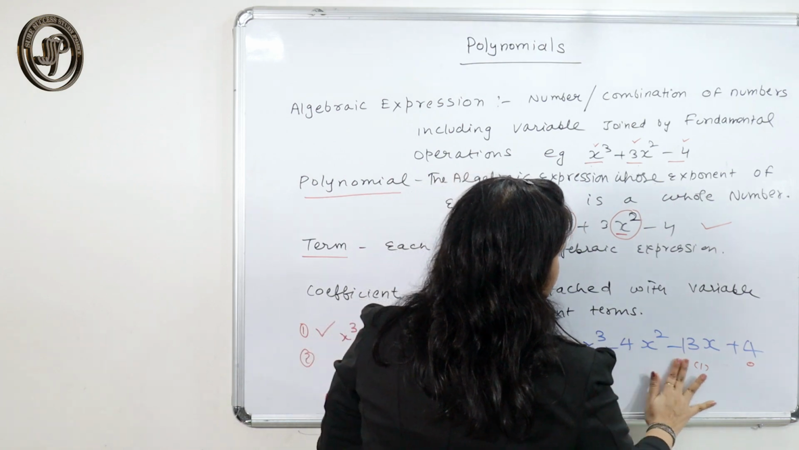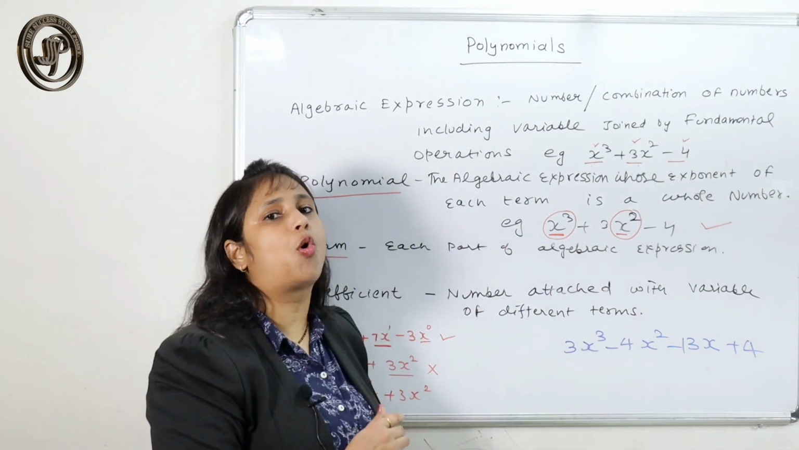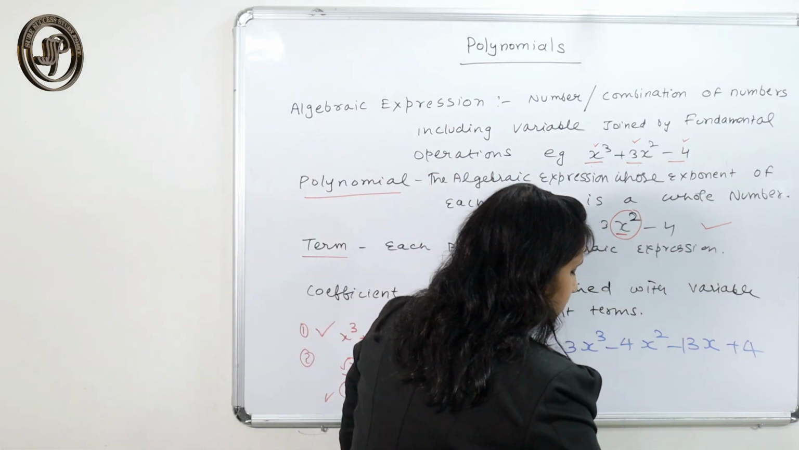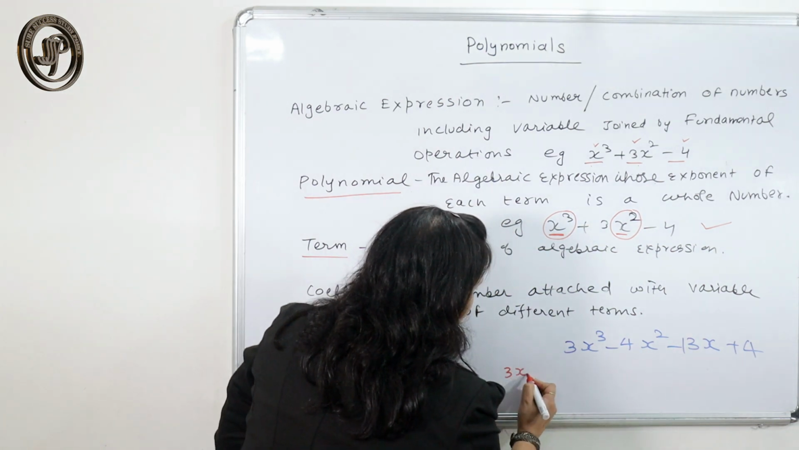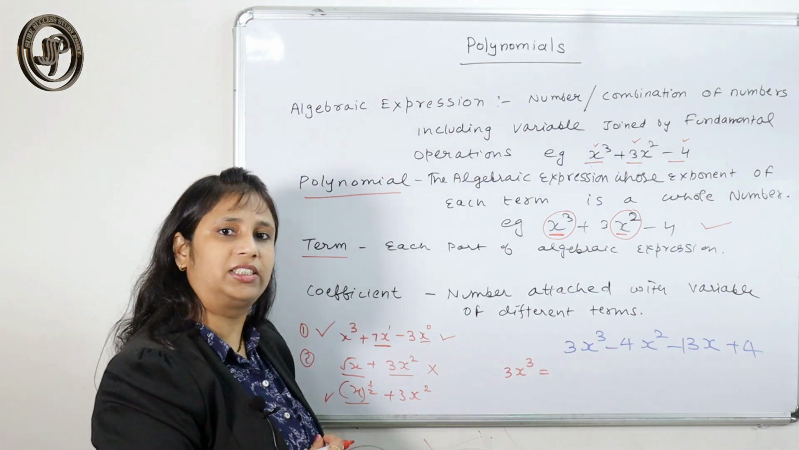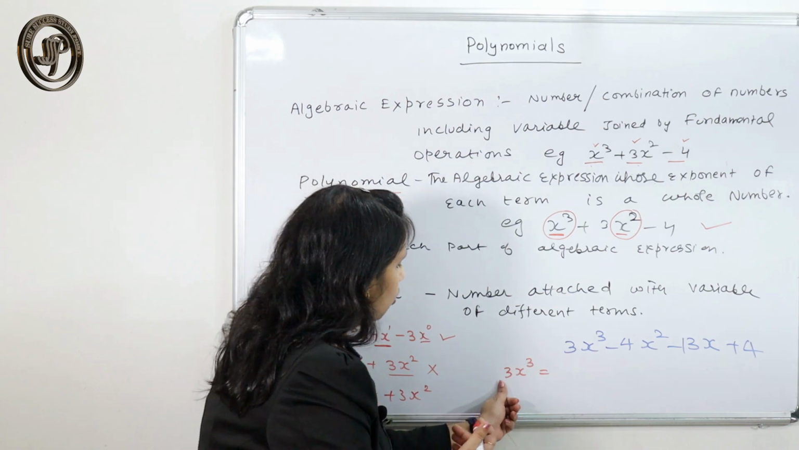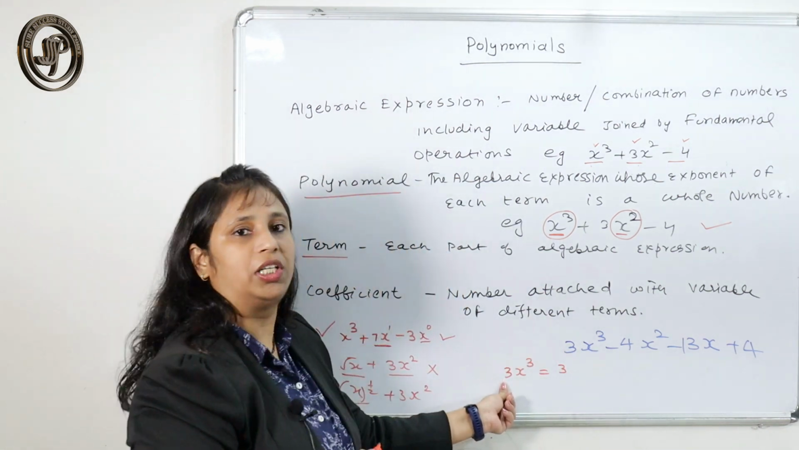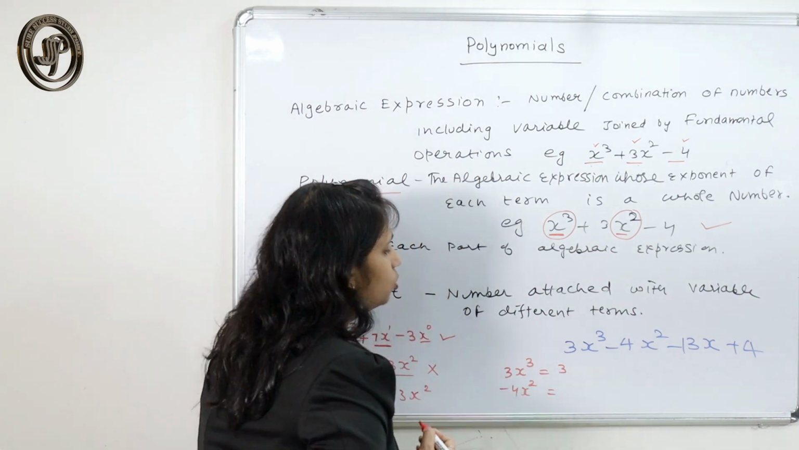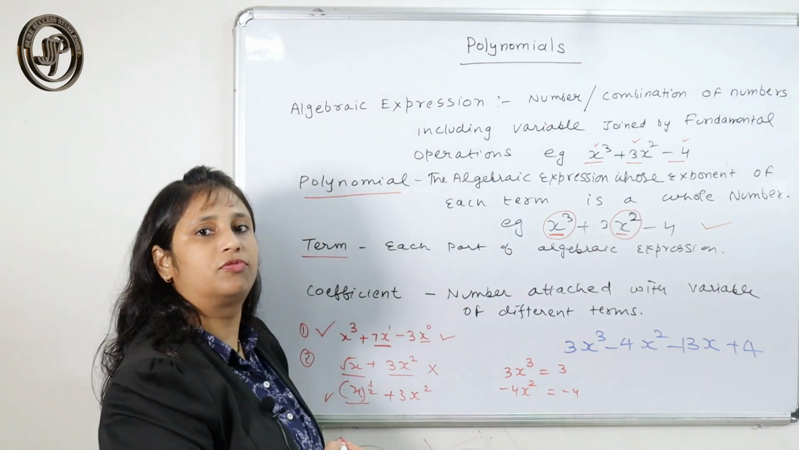Now if it is a polynomial and I have to find the coefficient of each term, how can I find it? I have 4 terms here. The first term is 3x cube. What is the coefficient of this term? The coefficient of this term is 3. My next term is 4x square. What is the coefficient of this term? Minus 4.